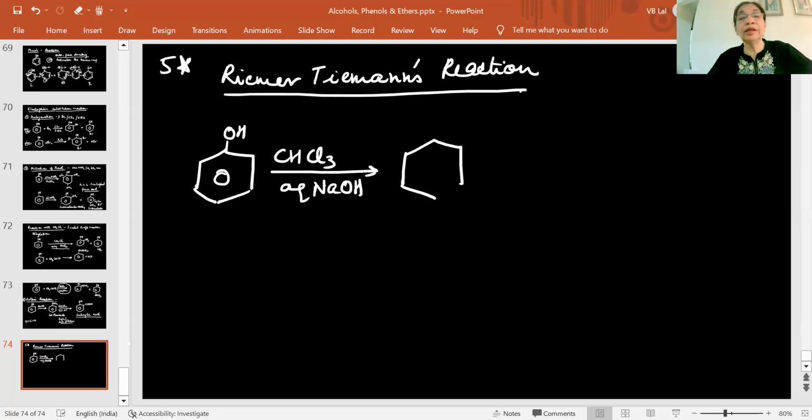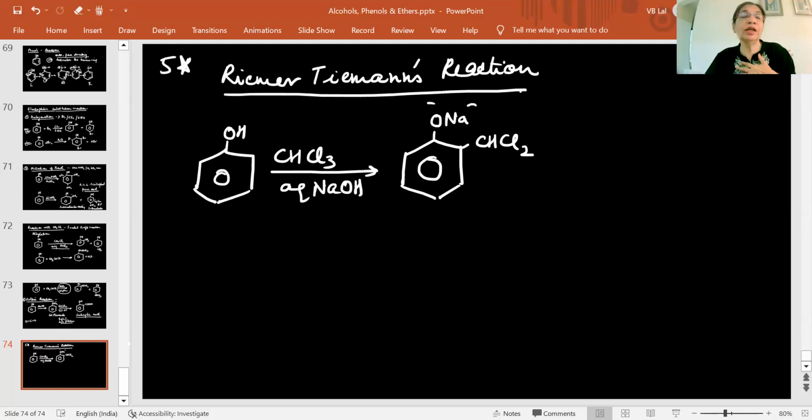It does the same thing. This is the first step of the reaction. This changes it into ONa. Whenever there is OH, phenol will react and form ONa. And CHCl3 attaches at the ortho position. The mechanism of this reaction is quite complicated, so I'm showing you the simplest form.